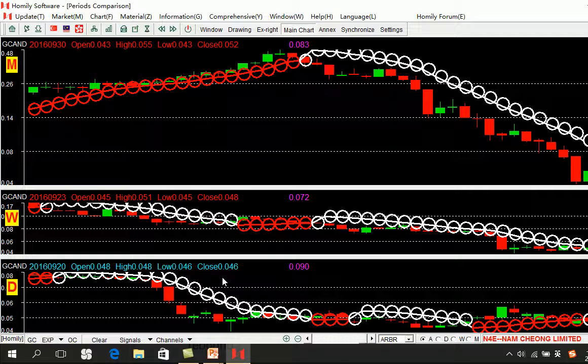So firstly, let's see this stock. Monthly chart is white circle, weekly is white, daily is white. Can we buy or not? Cannot buy. We should wait and see. This is the share name. Okay. Then we can see next day.